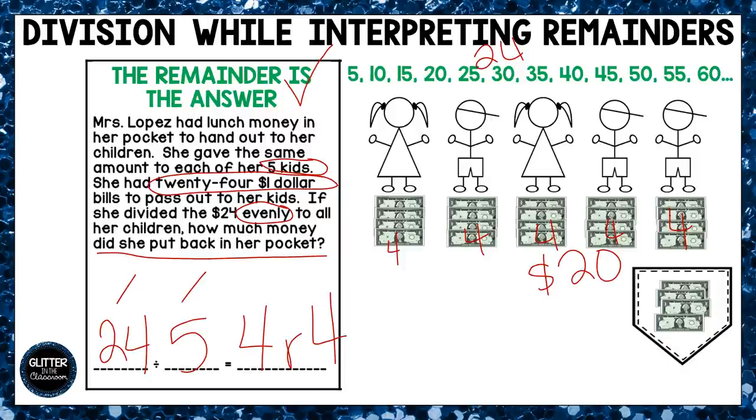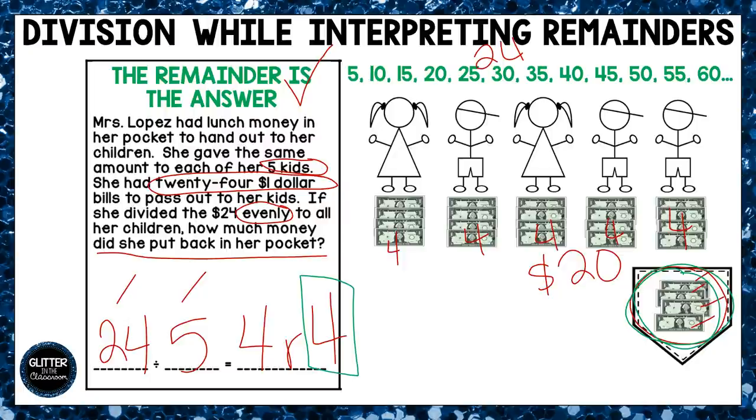Well, I know that each child got 4, and that leaves Mrs. Lopez with her $4, 20, 21, 22, 23, 24. So how much money does she put back in her pocket? She puts $4 back in her pocket. So in this case, this remainder, that $4, that is your answer.